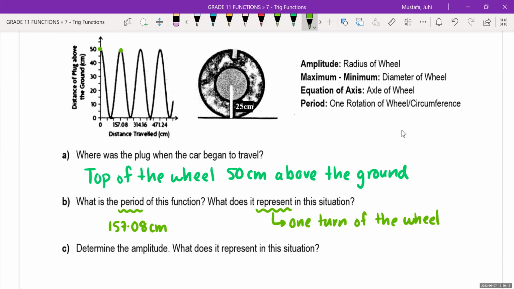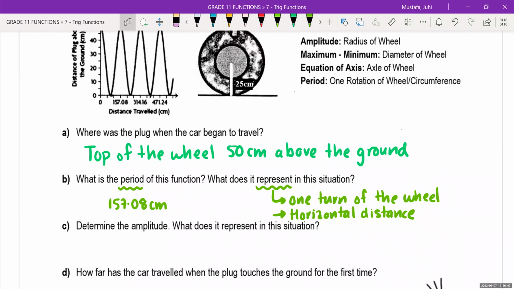It can also represent how far you've traveled horizontally, right? Because if the wheel has traveled 157 centimeters, that means your car has also traveled that much. So we can also say it's the horizontal distance. And that makes sense because that's literally what the x-axis is.